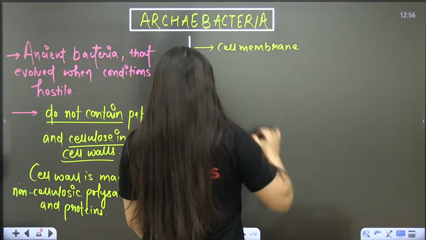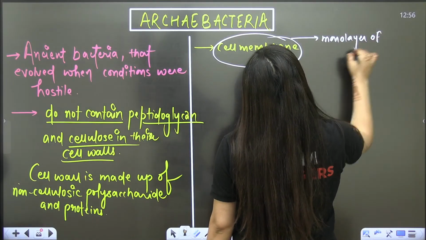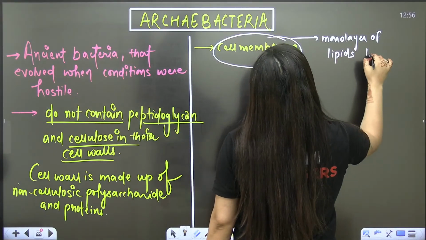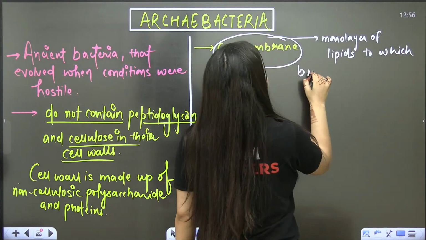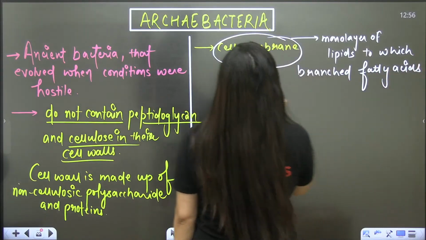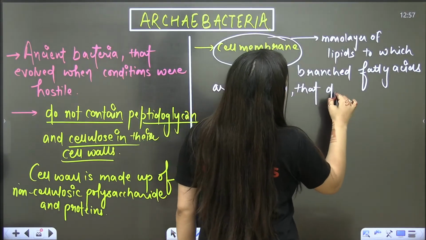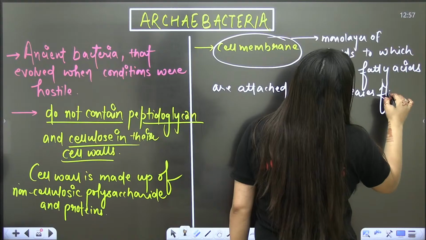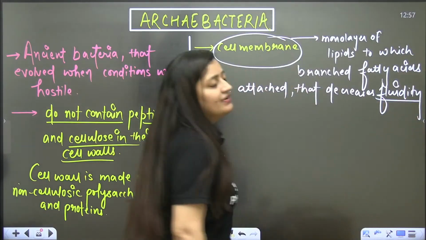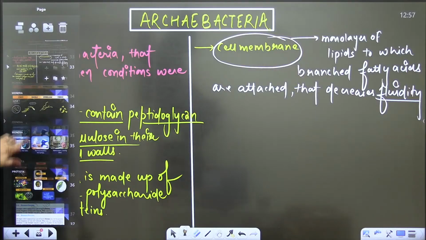In the cell membrane, what will you see? You will see a monolayer of lipids, a single layer of lipids to which branched fatty acids are attached. That decreases the fluidity. Because fluidity is less, they can survive in extreme conditions. So they have branched fatty acid chains. And there is some 16S ribosomal sequence which is different from the others. That is also a point.